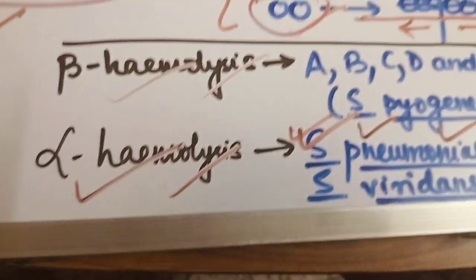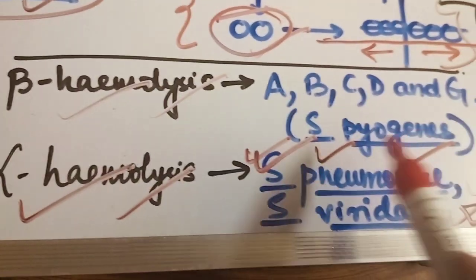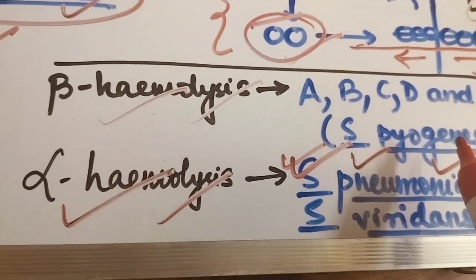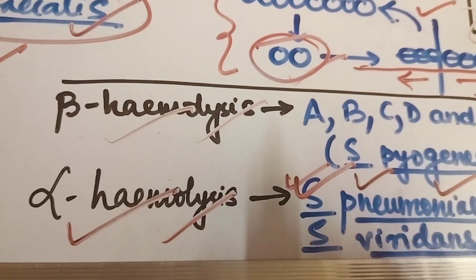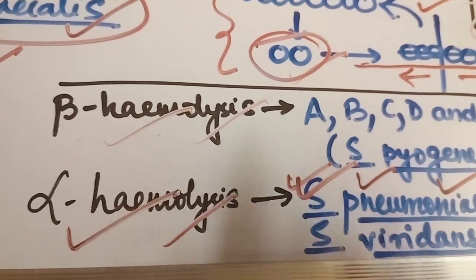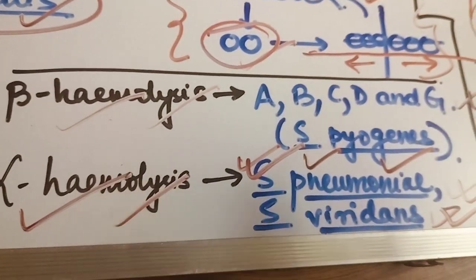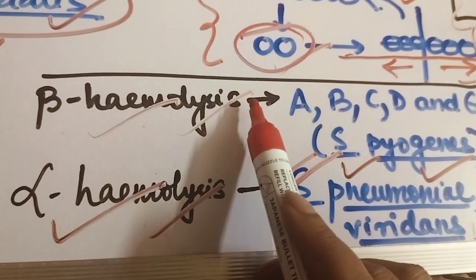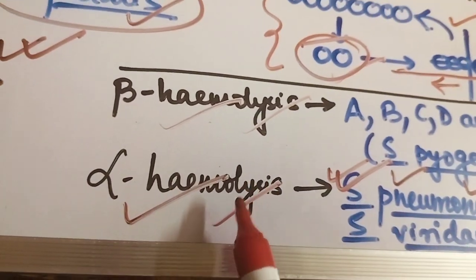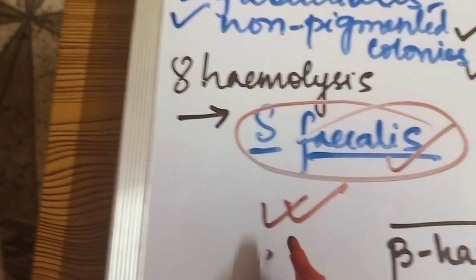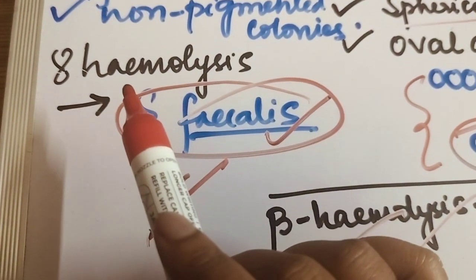Then we can give an example of beta hemolysis having Streptococcus. It doesn't mean that only Streptococcus causes hemolysis; Staphylococcus also causes hemolysis. For Streptococcus pyogenes, it is beta hemolysis. For Streptococcus pneumoniae, it is alpha hemolysis. And for Streptococcus faecalis, it is gamma hemolysis.